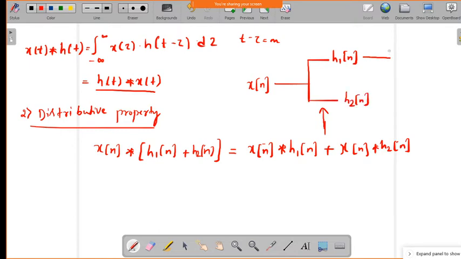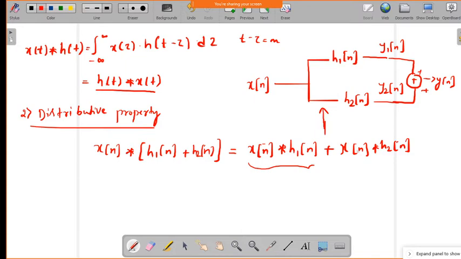Okay, so it will give y1 of n, the first output of this impulse response when the input signal x of n is given, and this is a second output, that is y2 of n. Now the addition of these two gives the output y of n.